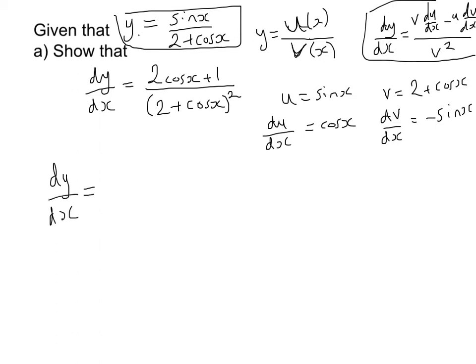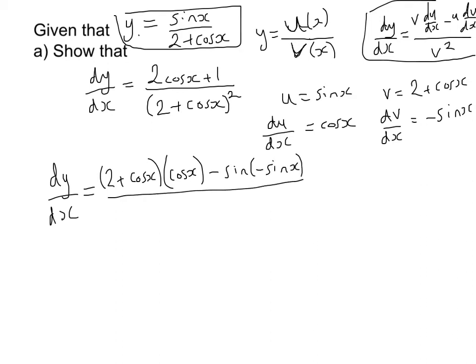is going to be v multiplied by the derivative of u minus u multiplied by the derivative of v all over v squared. Now already our denominator is looking like it's supposed to, so that bodes well.